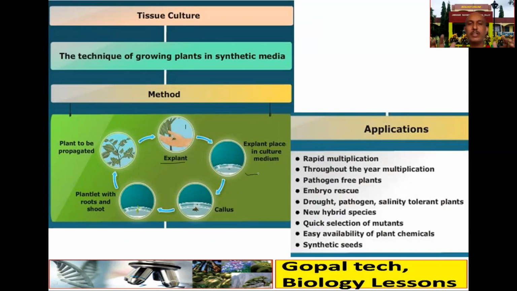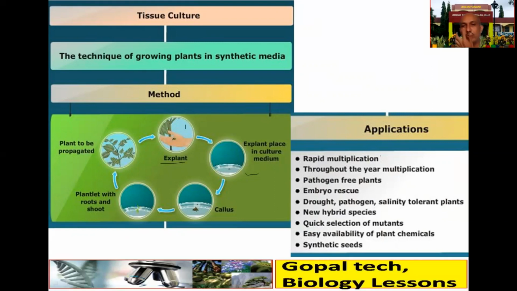That culture medium contains all the requirements, like agar medium, carbon, hydrogen, oxygen, nitrogen, all the nutrients required for the plant. Then it is cultured in aseptic condition, that is free from microorganisms. So here the plantlets will develop, that is, roots and shoots develop when you add hormones, that is auxin and cytokinin. We have studied this in the control and coordination chapter. And then plants are propagated. So this process will continue.